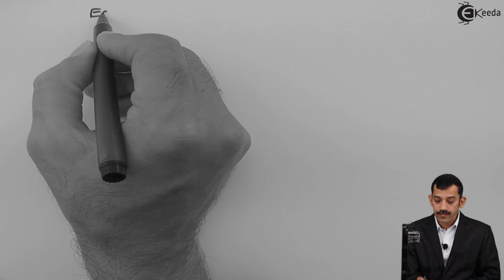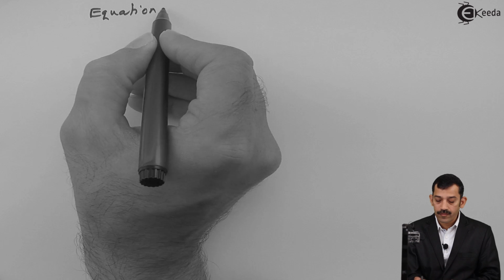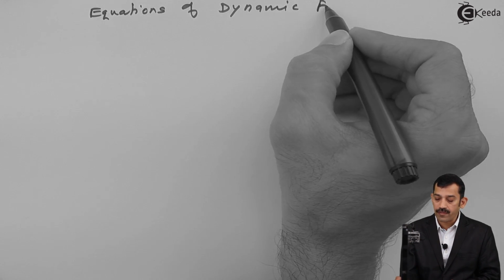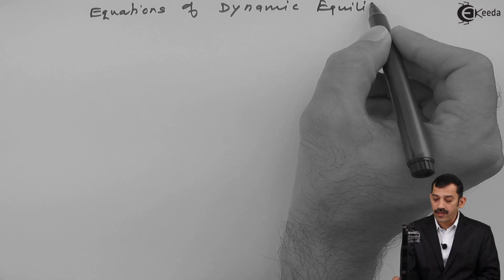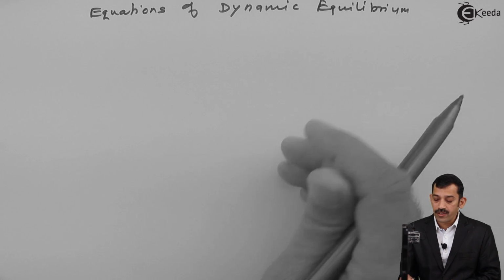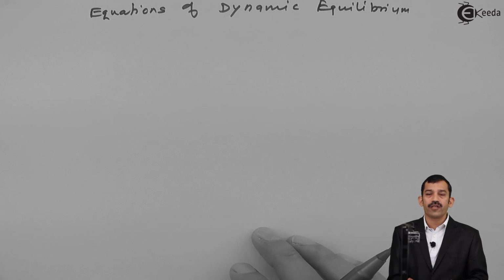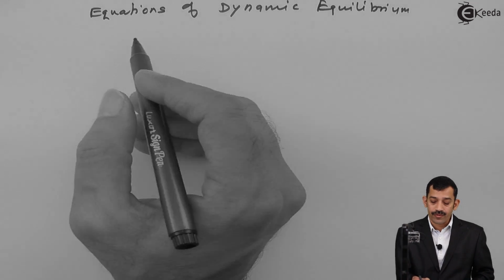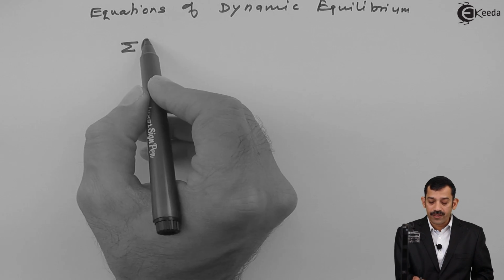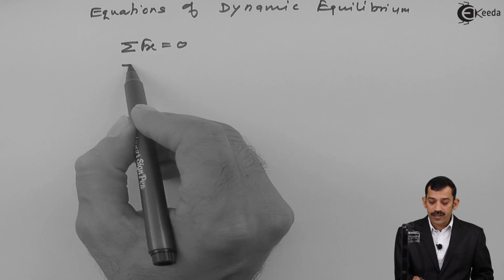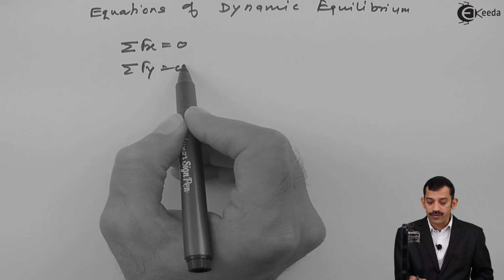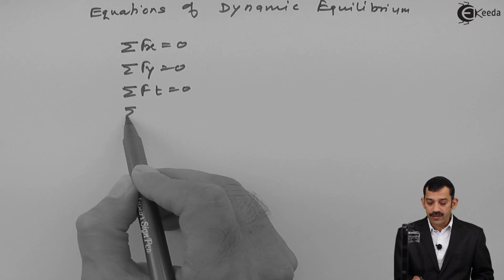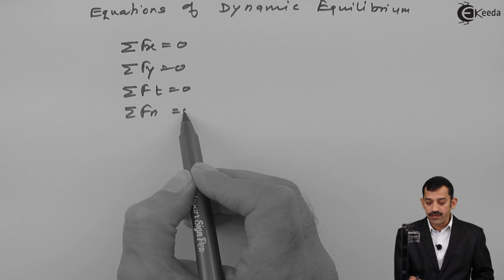Equations of dynamic equilibrium. Now, the equations of dynamic equilibrium are similar to the equations of static equilibrium. The difference is that they include inertia forces. That means summation of Fx equal to 0, summation of Fy equal to 0, summation of forces along the tangent equal to 0, and summation of all forces along the normal equal to 0.